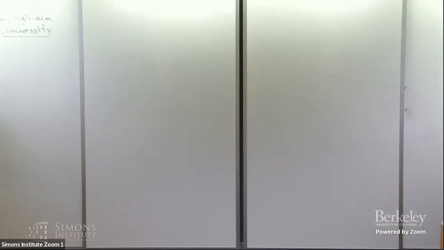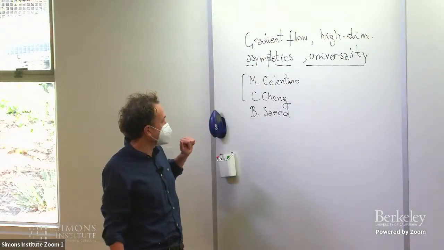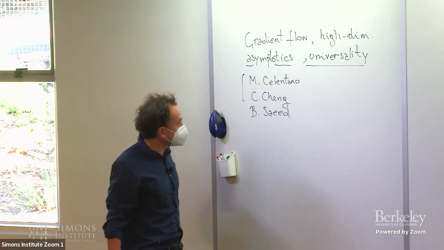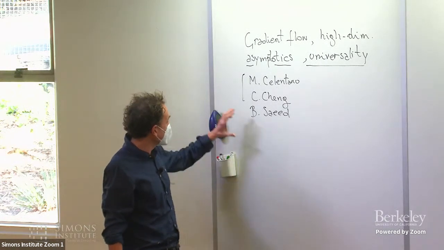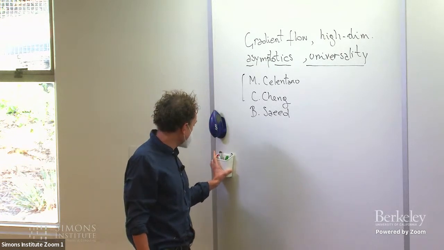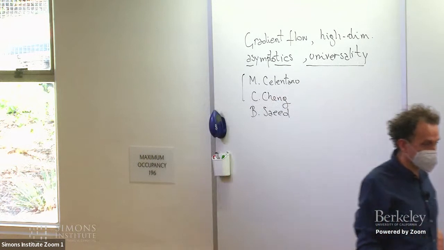So, yeah, this talk is going to be about gradient flow or general flows in high dimension and asymptotics and some universality. It is mainly based on a paper with Michael Celentano and Chen, who is here, that hopefully we will post online this week or next week. And if time permits, I'll mention a more preliminary result with Basil.